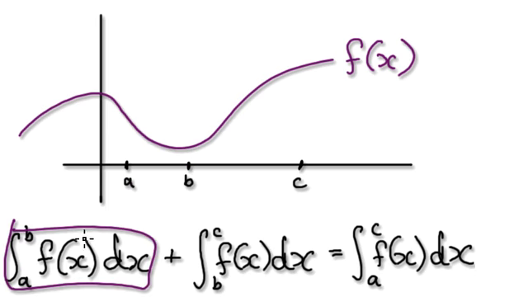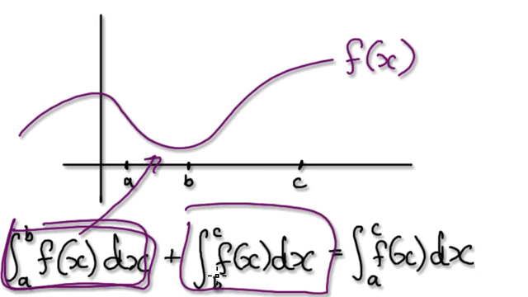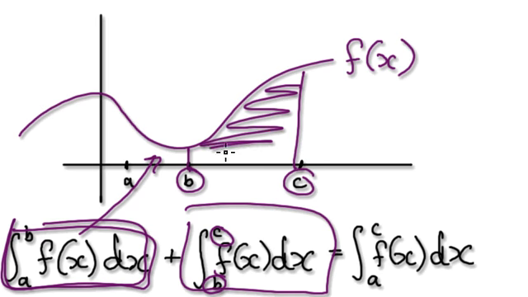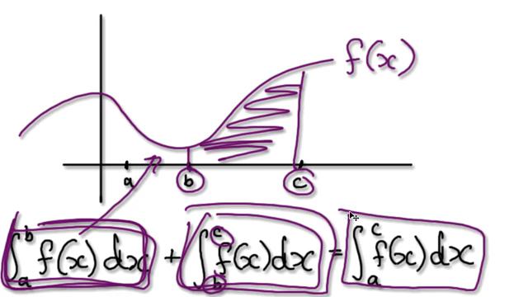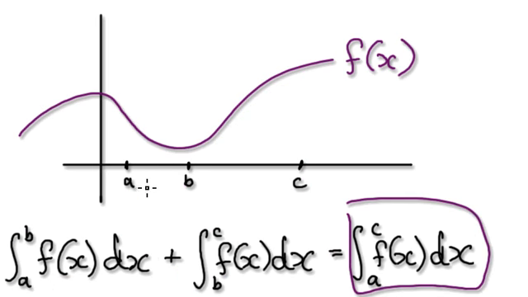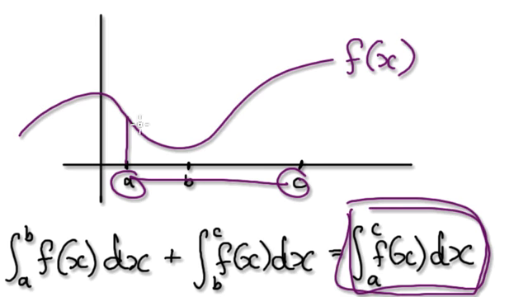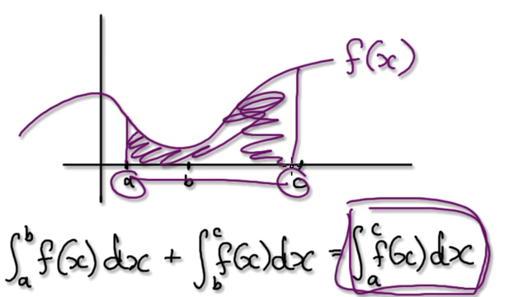So this here is this area here, and if you get this area plus the area from B to C, that's this area here. If you get this area plus this area, then it will give you this area here, which is from A to C. That's this whole area here.